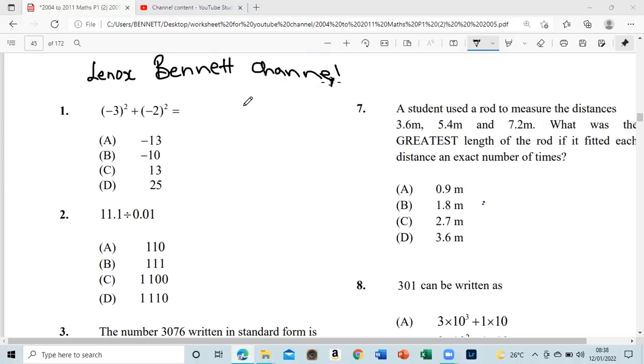Alright, let's proceed. So number one says -3² + -2². So -3 × -3, so that's -2 × -2, right? This will give us 9, and negative times a negative is positive. Any number squared for that matter, guys. All right, so our answer would be 13.